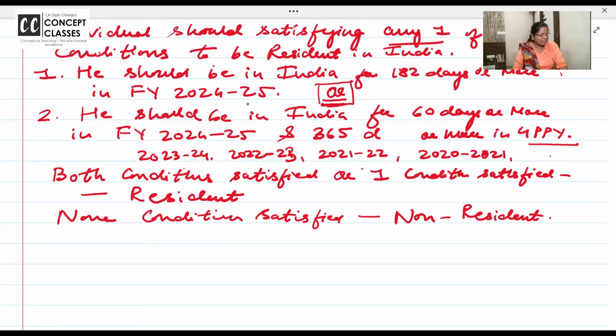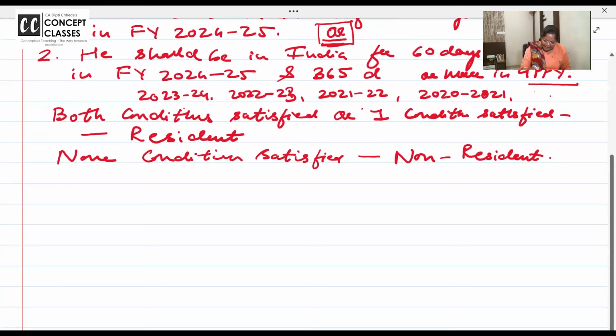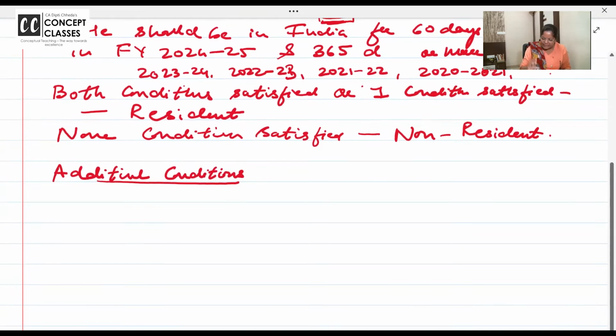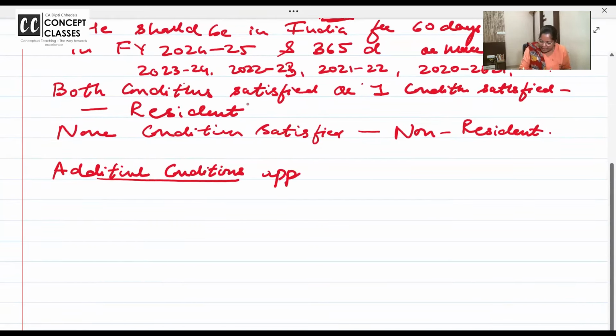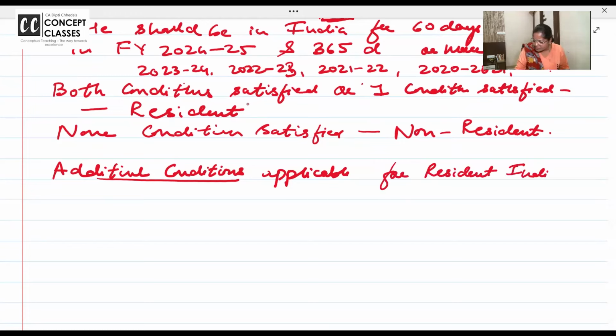Tell me, is the basic condition clear to all of you? Now, एक लाइन छोड़ के लिखो. Additional conditions. Applicable for resident individual. You know, this is like that treasure hunt: oh, you came from A to B, now go from B to C. Oh, you came to C, now go to D, like that.